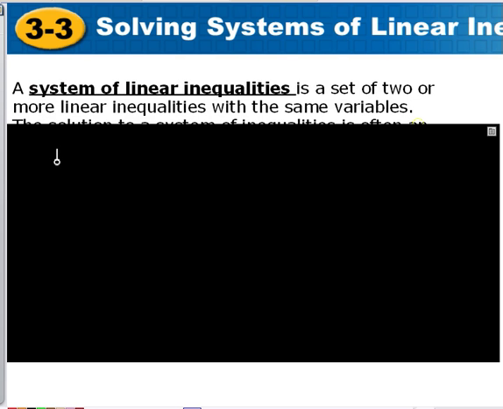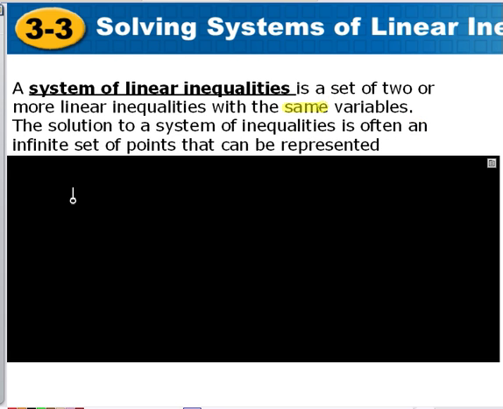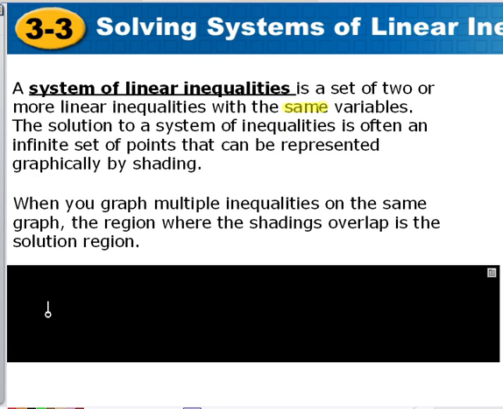All right, so a system of linear inequalities is just a set of two or more linear inequalities. That means it has a greater than or less than sign in it with the same variables. So this is important. The solution is an infinite set of points that's represented by a shaded part of the graph. And when we graph multiple inequalities on the same graph, the region where the two shadings overlap is the solution of the system of inequalities.